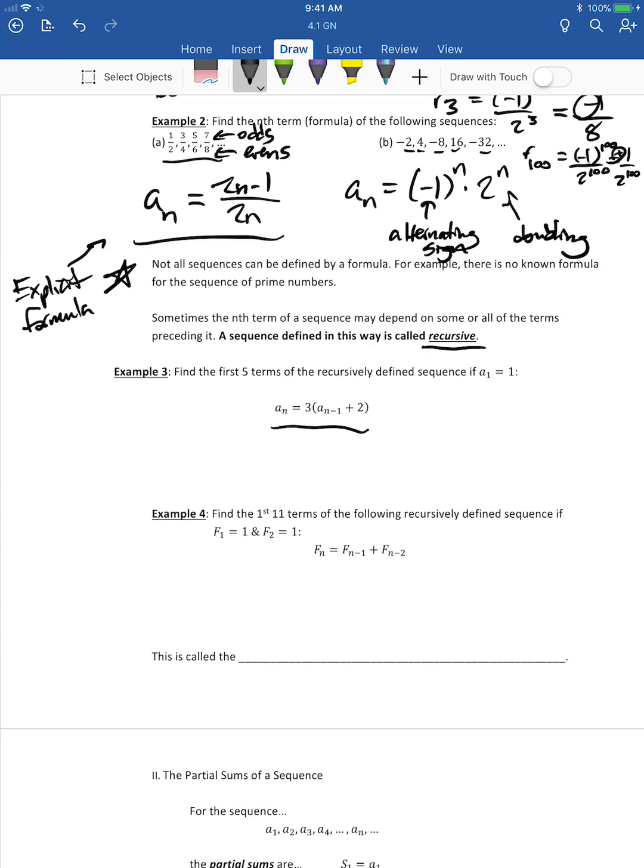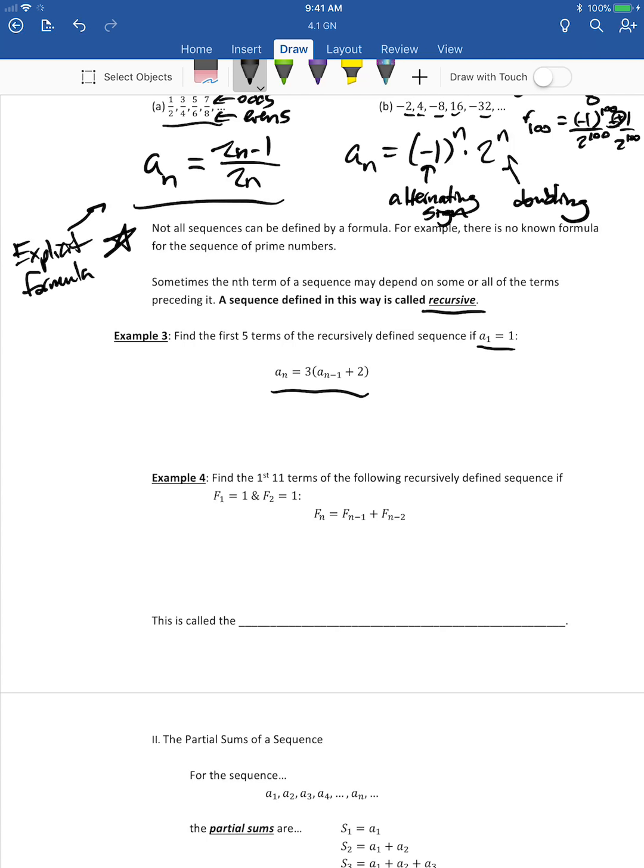Recursive sequences are very important, and they turn up a lot in math. So find the first 5 terms of the recursively defined sequence if a sub 1 equals 1. So that's important. We need that information so we can get started. If a sub 1 equals 1, well, they gave me the first term then, so I only need to find 4 more. a sub 2 is 3 times a sub 2 minus 1 plus 2, which is 3 times a sub 1 plus 2, which is 3 times 1 plus 2. 3 times 3 is 9.